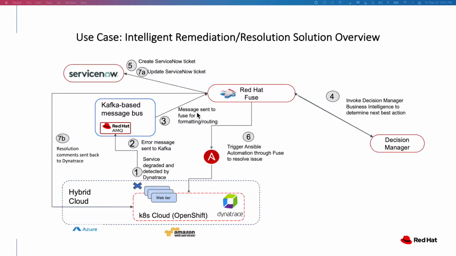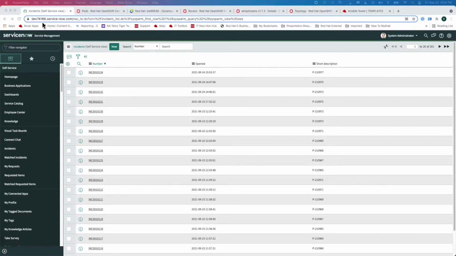So let's get into the actual working of this demo. The various components, like I talked about, are ServiceNow, Decision Manager, Red Hat Fuse, Red Hat Ansible, Red Hat AMQ Streams, and Dynatrace, which is going to identify the problems and send the notifications that there is a problem. This is the ServiceNow page where all the incidents will be logged once it is received that there is a problem. Red Hat Fuse will go ahead and open an incident in ServiceNow.